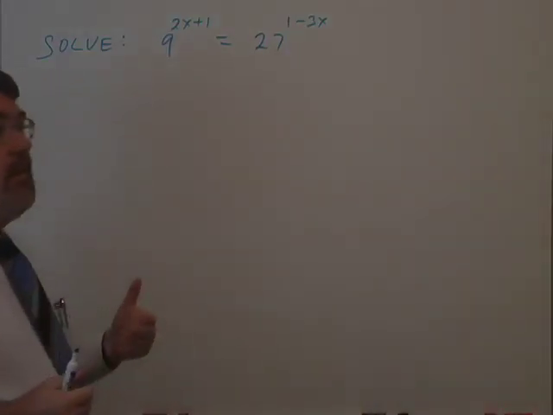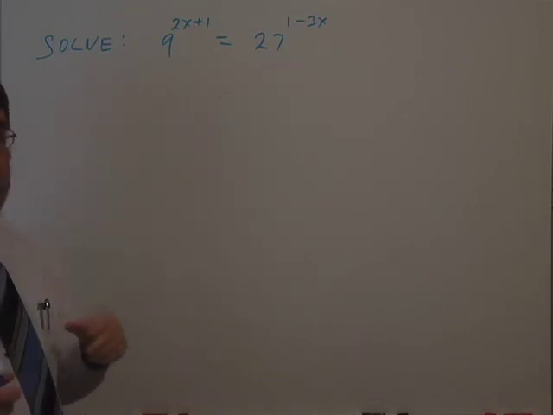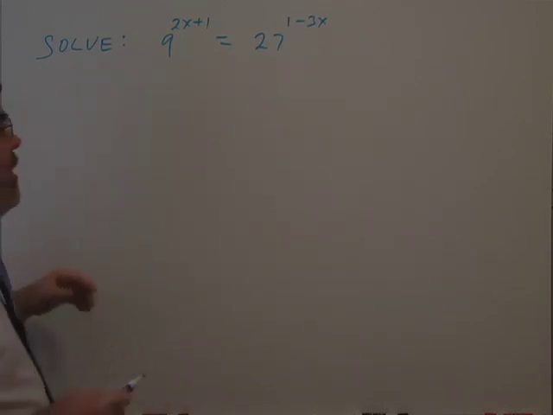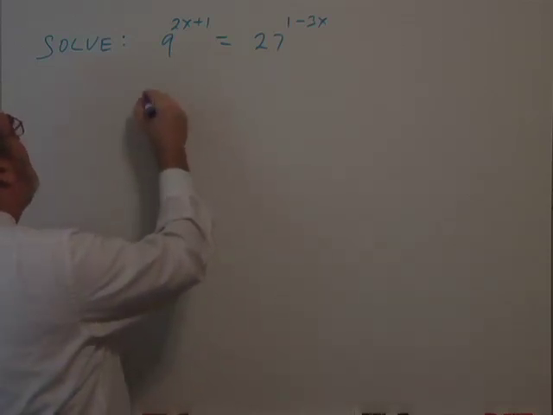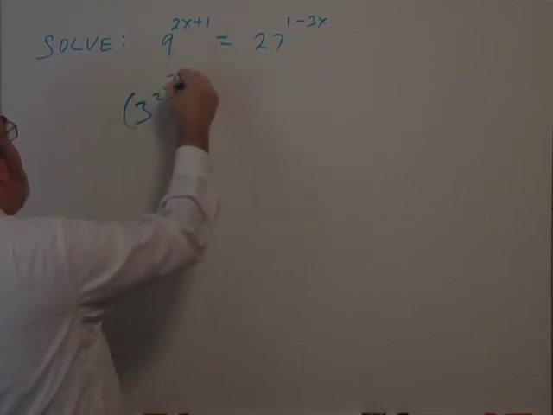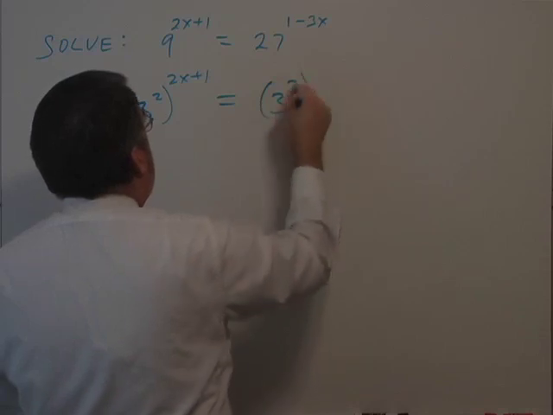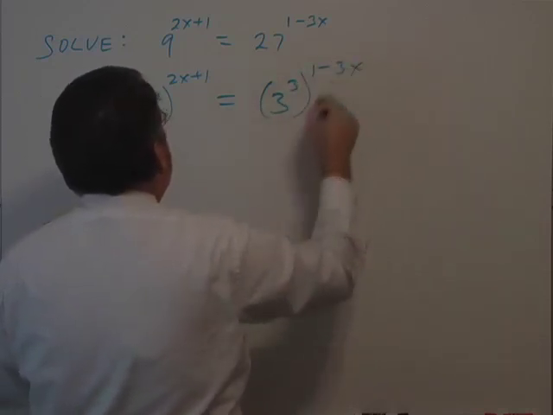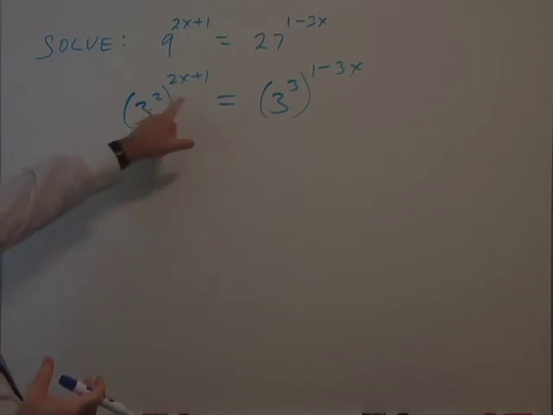And 9 is 3 to the second power, and 27 is 3 to the third power. So by using 3 as our common base, we can reorganize this equation. So I'll rewrite 9 as 3 squared raised to the 2x plus 1, and 27 is 3 cubed, raised to 1 minus 3x. And let's take out the parentheses.